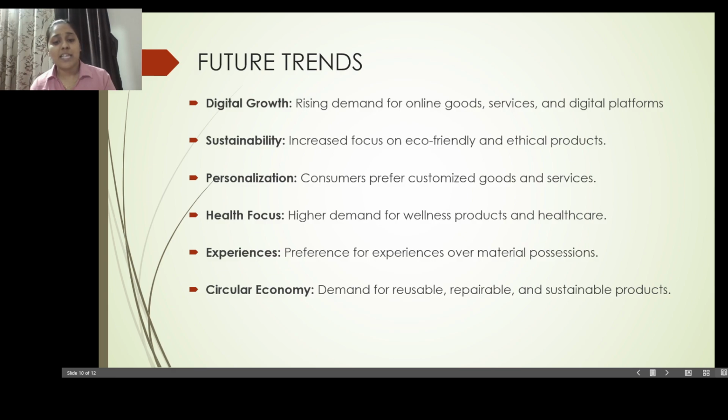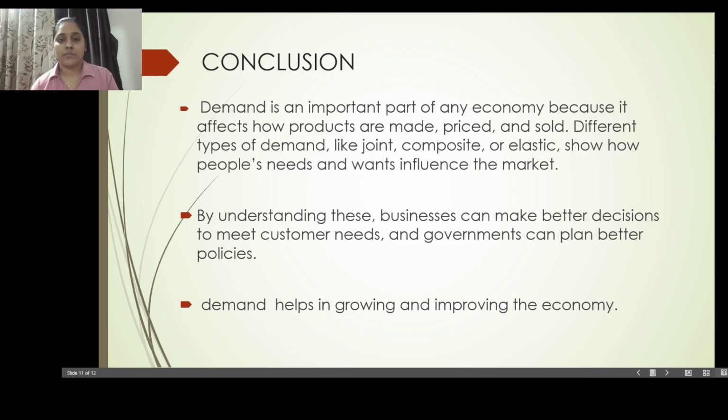Now let's summarize everything in the conclusion. To summarize, demand is essential for the economy as it affects how products are made, priced, and sold. Different types of demand like joint, composite, elastic, and derived demand show how people's needs influence the market. Understanding demand helps businesses make better decisions and governments plan effective policies.